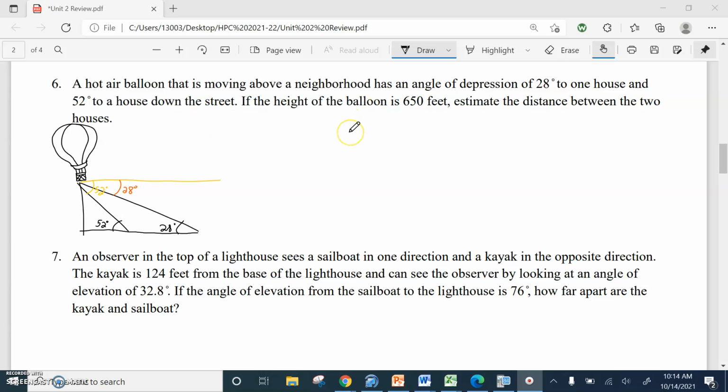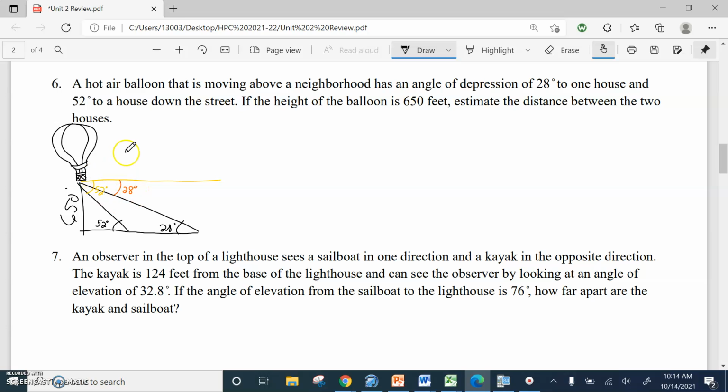So the balloon, I missed that, 650 feet. 650 feet above the ground is a hot air balloon that is looking down. Now, the orange and yellow are the exact information pieces given to us. Looking straight across from the hot air balloon, the angle of depression down to one house is 52 degrees, and to another house, the angle of depression is 28 degrees. So I've depicted those here with different colors. And again, that's what the information is telling us.